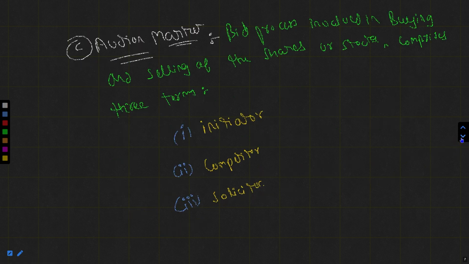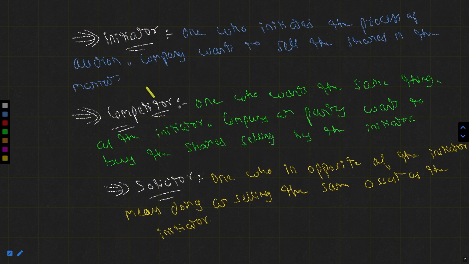So if we talk about the first one, it is the initiator. By its name you could conclude that it is the one who initiates the process of auction, and you can say basically it's a company which wants to sell the shares in the market on the basis of bid. Okay, competitor. What do you mean by the word competition? Competition means that some of the players, or you can say many players, are competing for the same thing to get the thing. Okay, then it's a competitor.